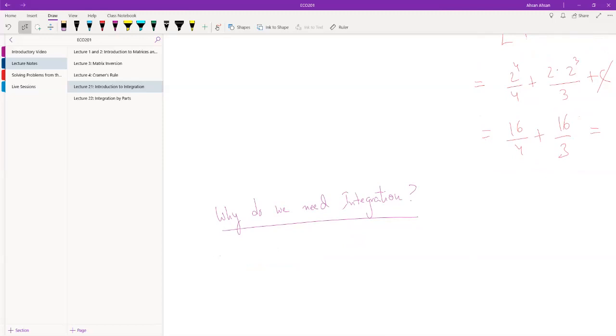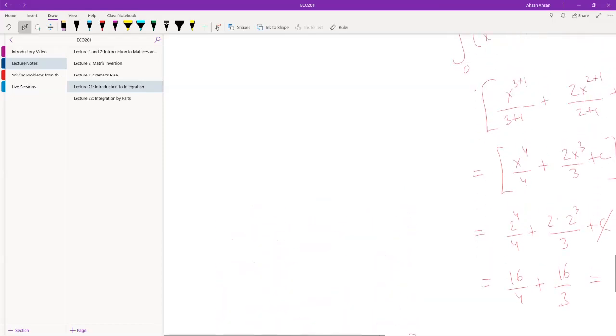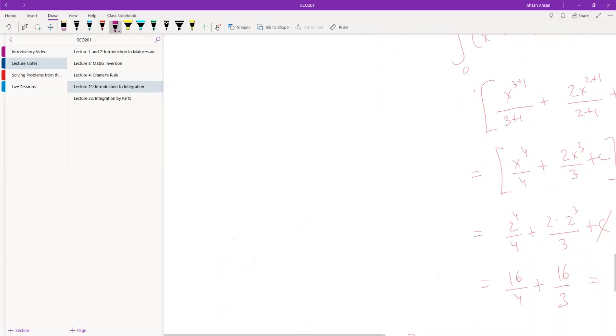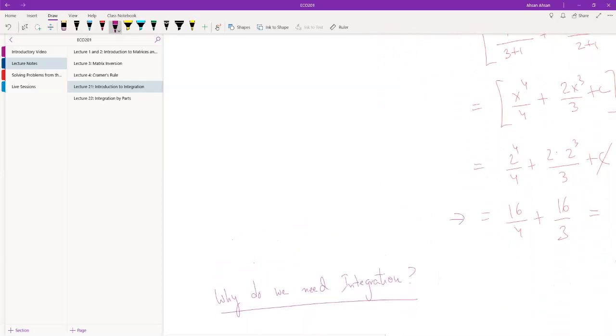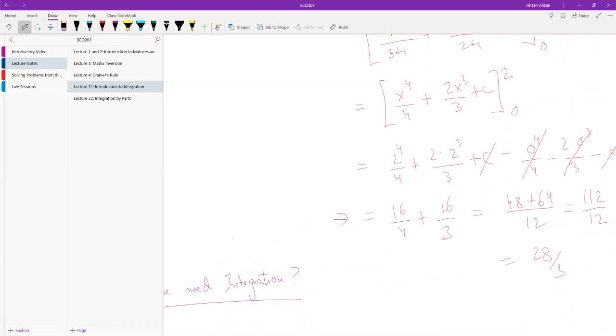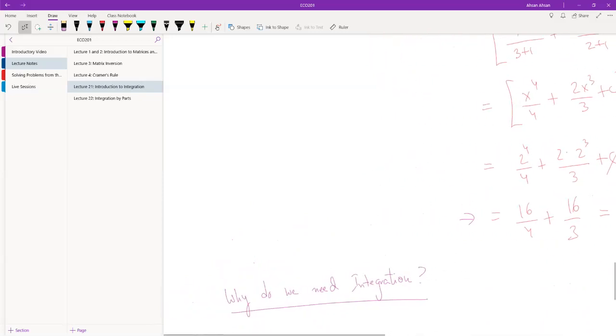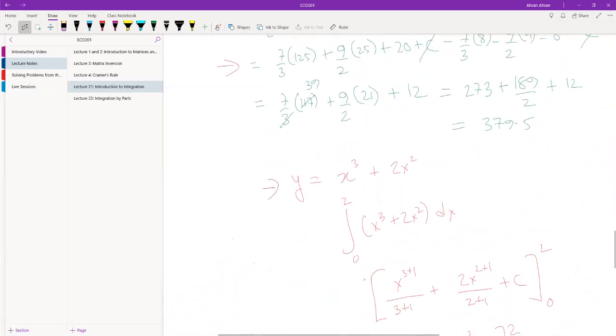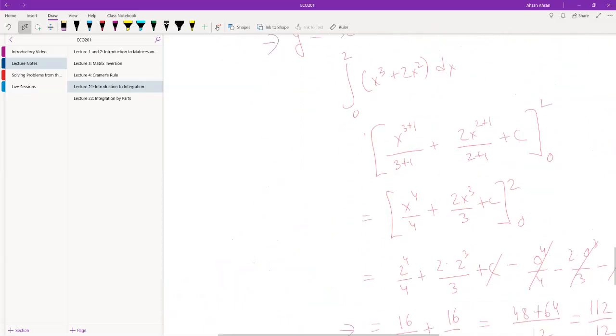Now, this is not necessarily part of your syllabus, and it's not something that I'm going to quiz you on during your exams, but it's still good to know what exactly is happening. So for example, we have this function right here. We integrate it and we get this number right here. We got 28/3 if my calculation was correct. Maybe it wasn't. But what does this number 28/3 tell us about this function x cubed plus 2x squared?